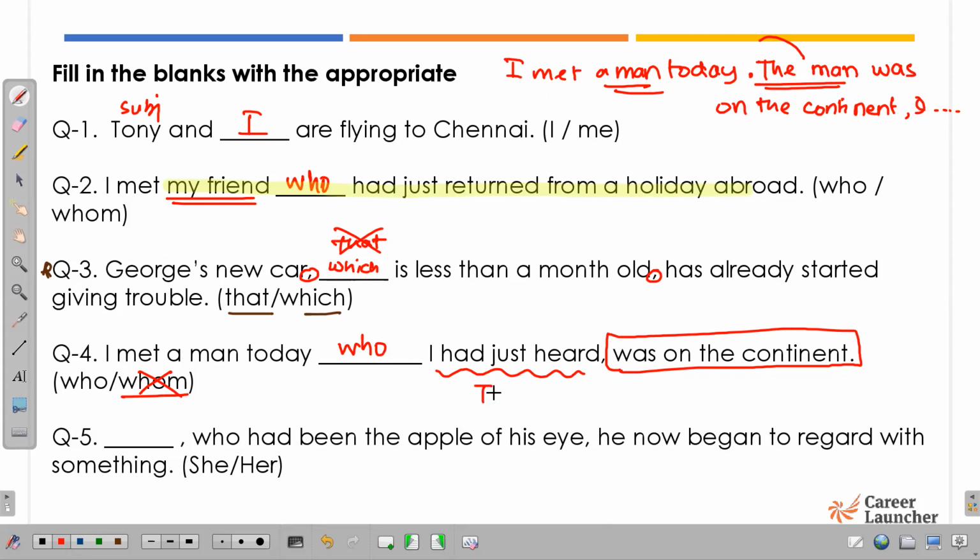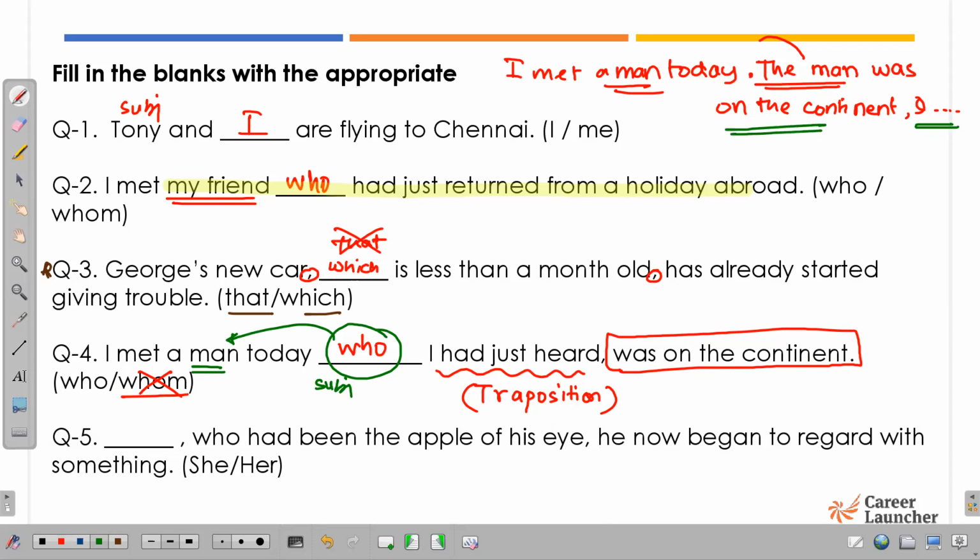So this is what is called transposing sentences. Transposition happened. I just shifted the place and separated it by comma, which doesn't help you much, because you have to understand what the subject is. The man, and the man was on the continent. So who is replacing the relative subject, the man, who's acting like a subject. I had just heard is a separate clause in itself. It's a dependent clause which depends upon the man was on the continent.